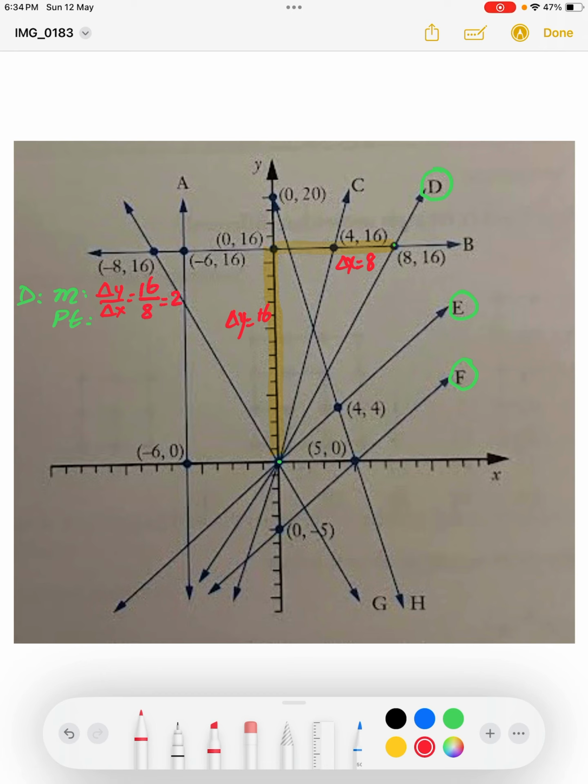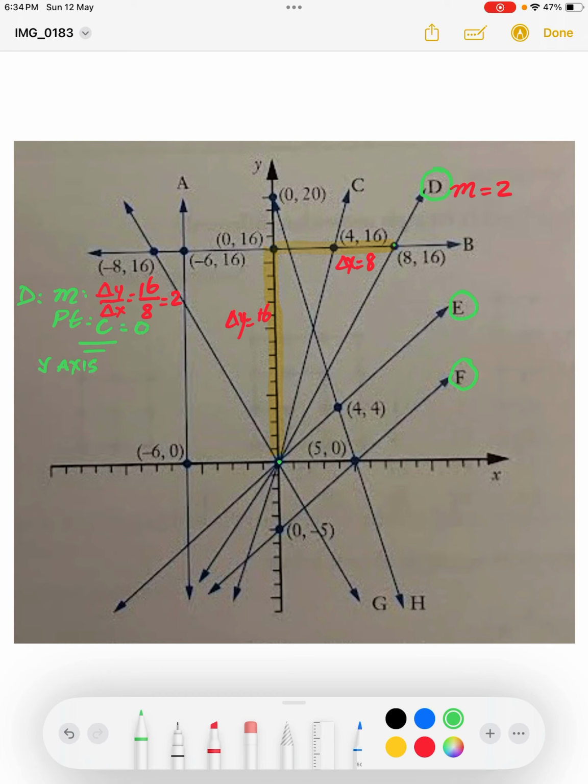Now 16 divided by 8 is 2. So the line for D has a gradient of 2, which means it goes up 2 across 1, up 2 across 1, up 2 across 1. Let's have a look at a point on the line. The point that we've got is in fact where it crosses the y-axis. So we've got a c point where it crosses the y-axis, and we call that c is equal to 0.